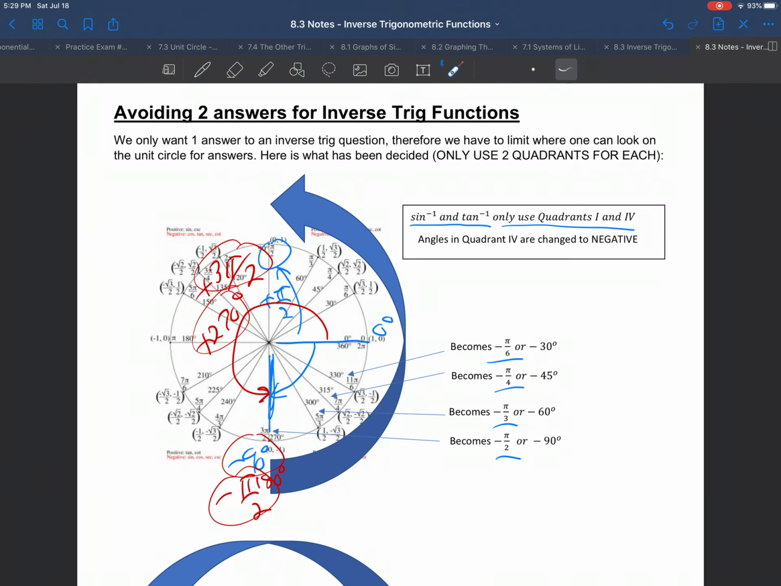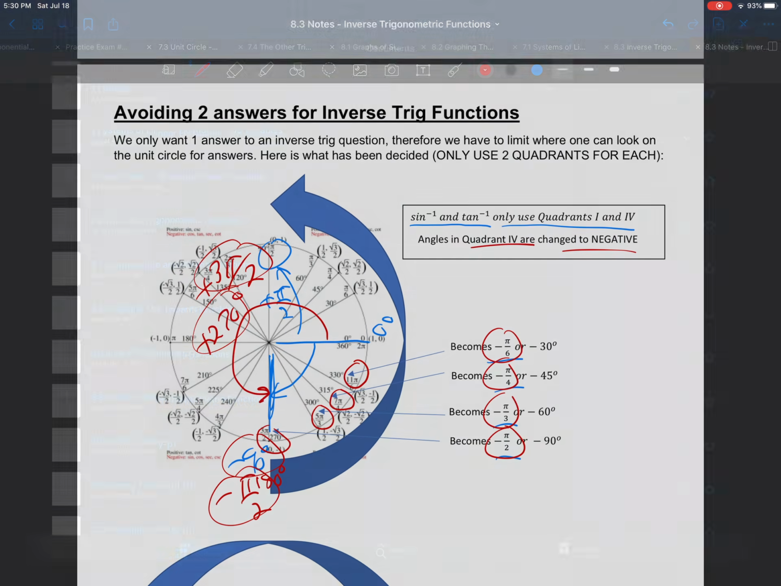Any spot here, like this spot, can be said as a positive angle or as a negative angle, right? Positive if you go upwards at first, negative if you go downwards at first. It's the same spot. So any angle on the unit circle can be said as a positive or negative angle. Well, when we do inverse trig functions, they specifically want us to say the answers here in the fourth quadrant, those four spots, as negative angles, not positive. So you have to remember that. Quadrant 4 angles are changed to negative. So that's very important.